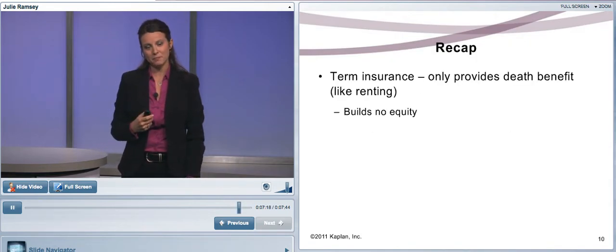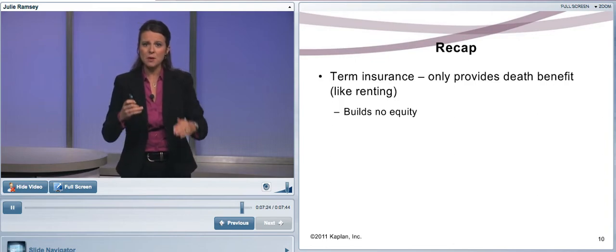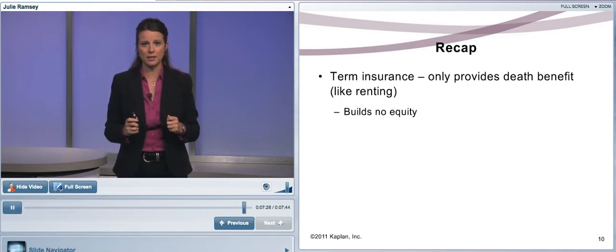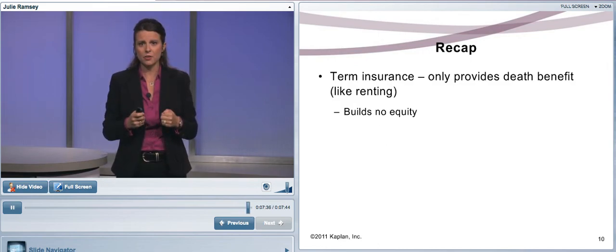To recap, term insurance is like renting an apartment. Why do people buy it? Because it's inexpensive. It provides that roof over my head, right? It provides that death benefit. However, it builds no cash value. There's no equity. So if I decide that I want to cancel that term policy, there's no equity, there would be no cash value there.